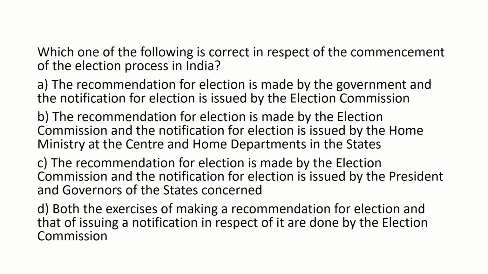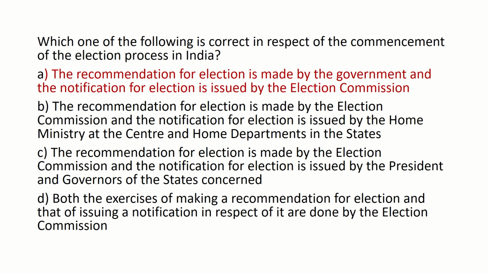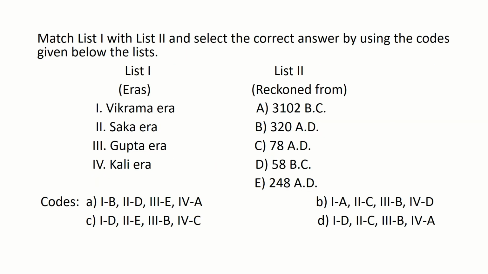Option D, both the exercises of making a recommendation for election and that of issuing a notification in respect of it are done by the Election Commission. Which one do you think is the right answer? The answer is option A. The recommendation for election is made by the government and the notification for election is issued by the Election Commission. Let's move to the next question.